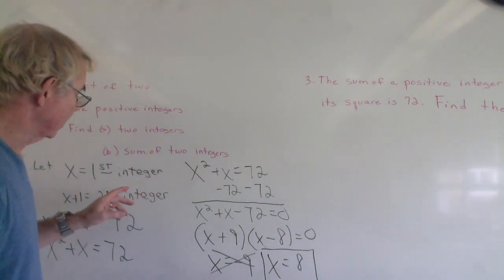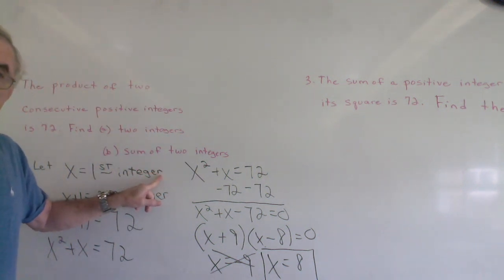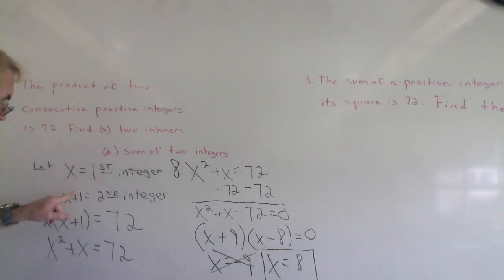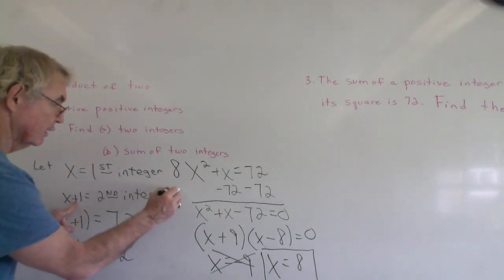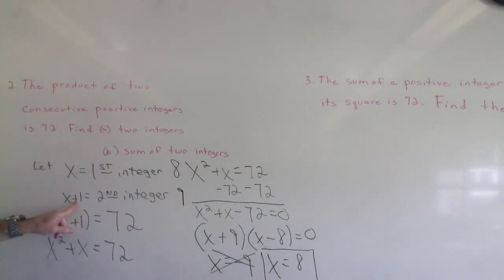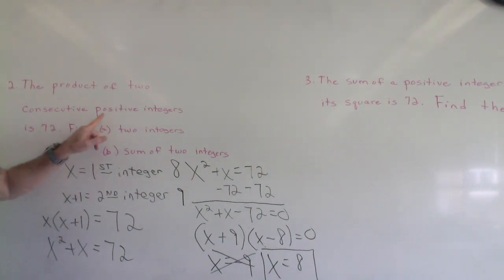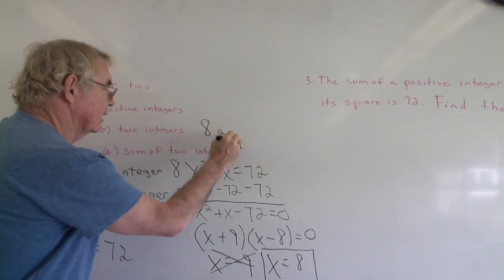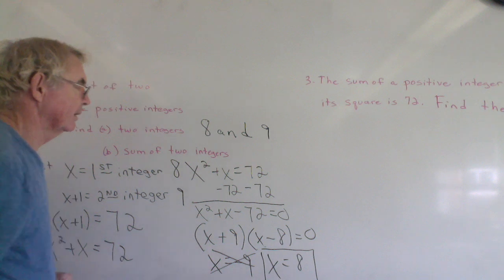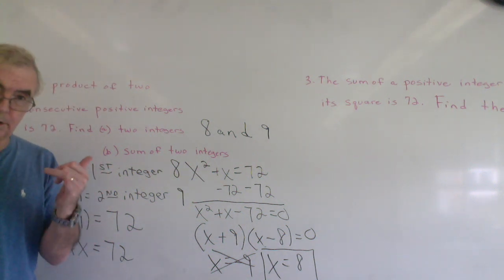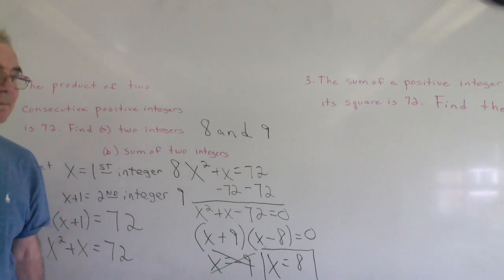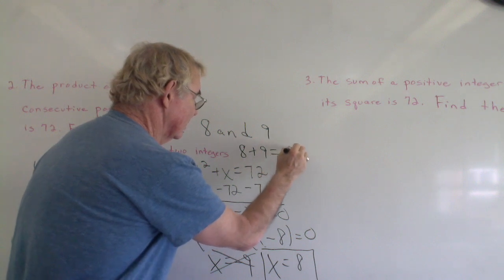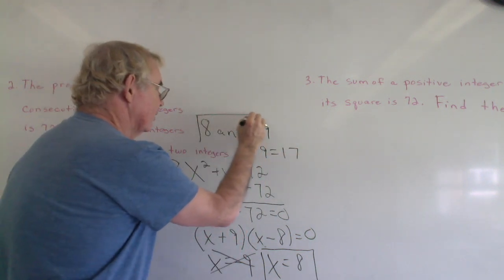So now the beauty of this, you come back and you identify the two integers. X is 8, and x plus 1 is 9. So now we have our answers. Our two positive integers are 8 and 9, and the sum of our two integers is 8 plus 9, or 17. So there you go.